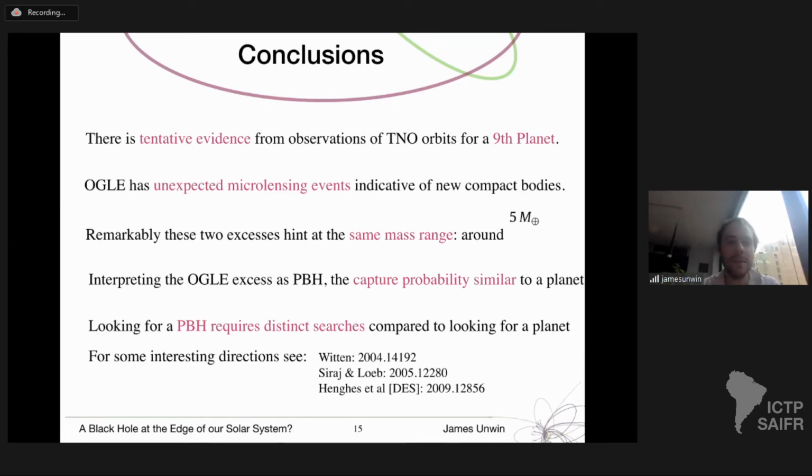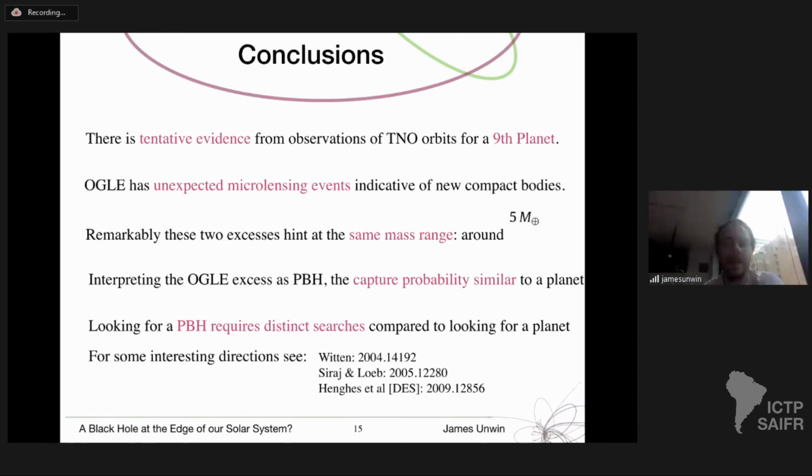So this brings me to my conclusions. Let me first say that the tentative evidence for these trans-Neptunian objects pointing towards a new massive object in our solar system is extremely exciting and interesting, be it a planet or be it a more exotic object such as a primordial black hole. Should it be a primordial black hole, that would be, of course, a revolutionary discovery, which has the opportunity to tell us much more about cosmology, solar system formation, and of course, fundamental physics.